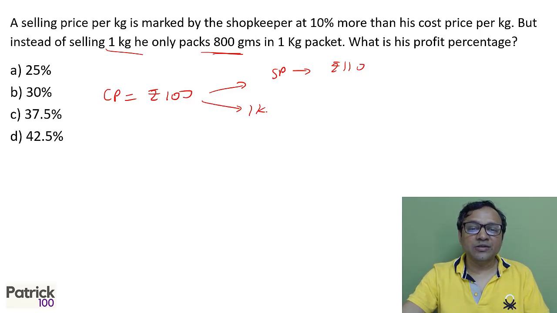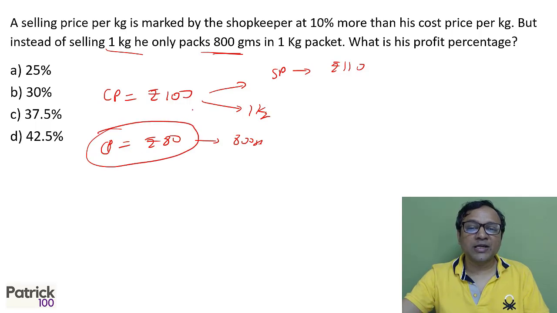100 rupees is for 1 kg. But since he sells only 800 grams, that means 80 rupees will be the cost price because he packs only 800 grams. So his cost price is 80 rupees, sells at 110. So profit is 30 rupees.